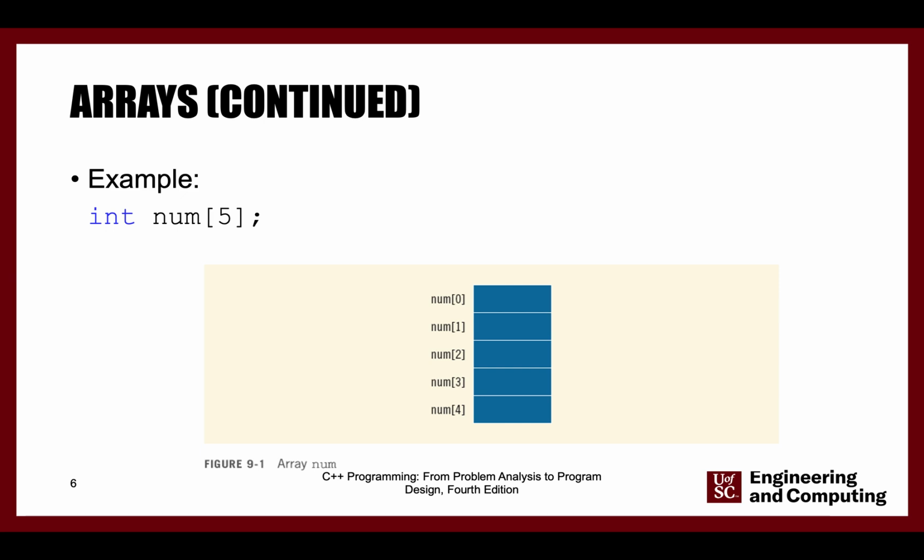So here's one example where we declare an array of ints. In this array, num0 is going to be the very first. Remember, we index at 0 for arrays. And this is going to go all the way to num of index 4.